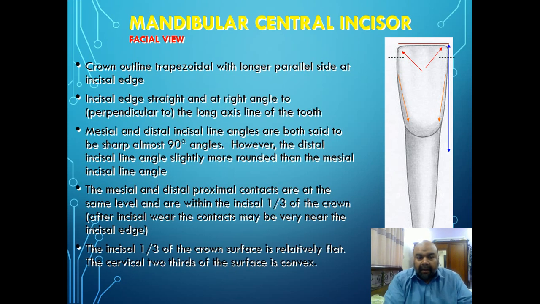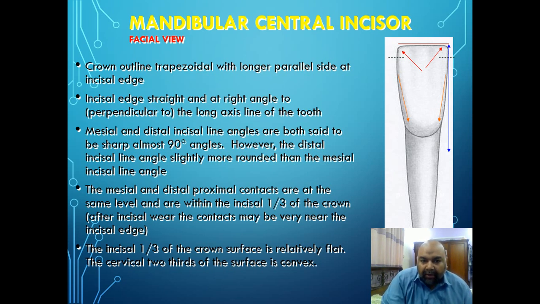Now we have come to the third part of this section, and in this section we'll be looking at the detailed description of the mandibular central incisors. We'll be looking at all of the 5 views: the facial view, the lingual view, the mesial view, the distal view, and lastly the incisal view. We'll be looking at it comprehensively, and lastly we'll be looking at the key features that can be used for identifying these teeth.